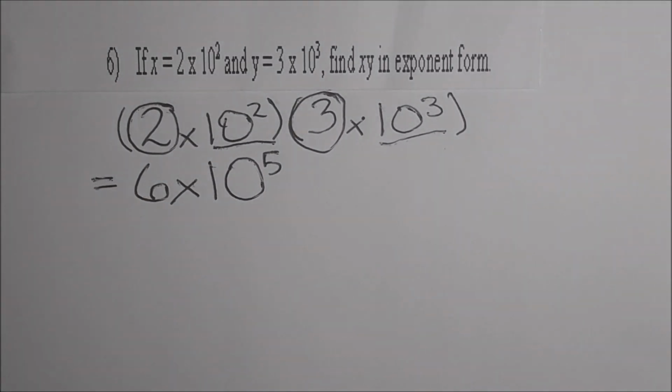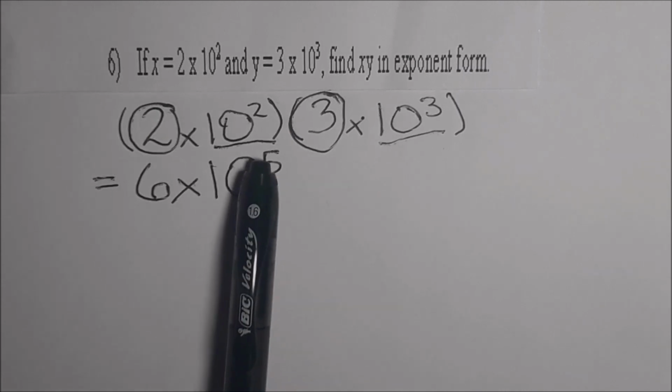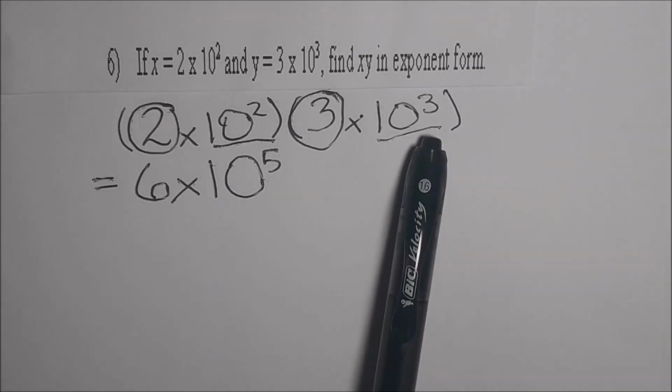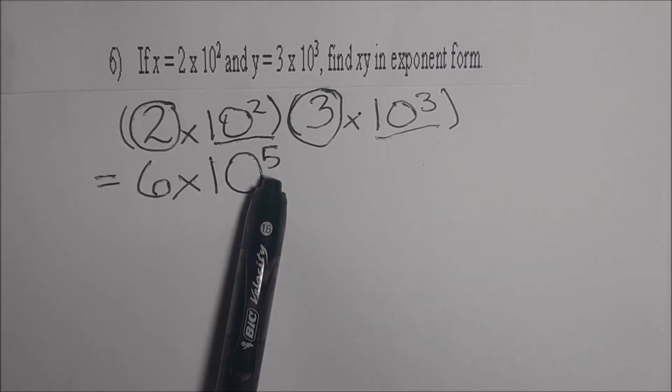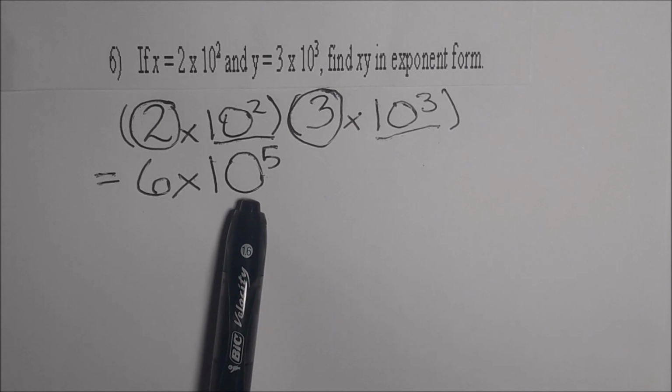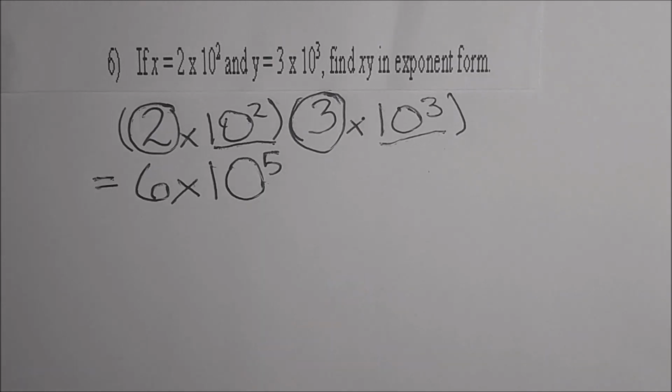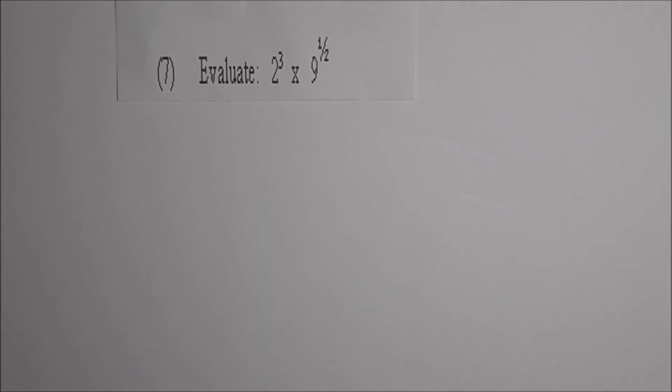So let's go back over that. You multiply the numbers, 2 times 3 is 6. Then you multiply the 10 to the power 2 and 10 to the power 3, and you add the exponents. So you leave the 10, add the exponents, 2 plus 3 is 5. That's correct. Okay, read number 7, Rafaela.